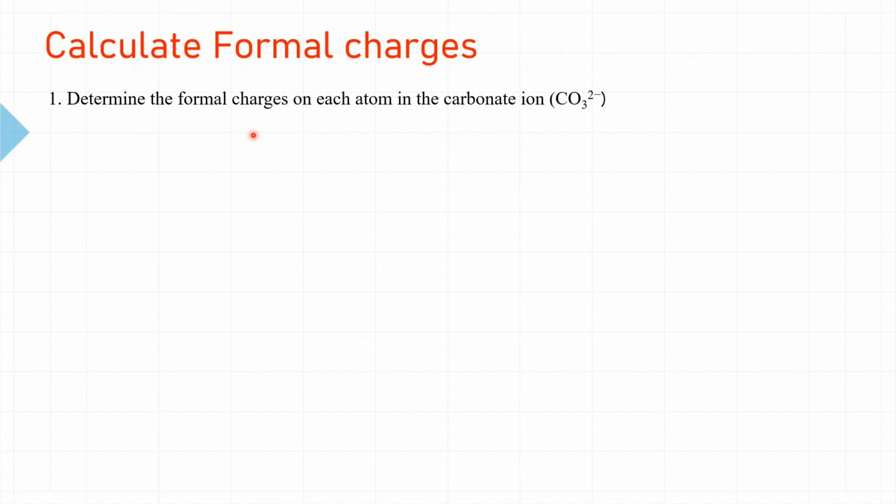Calculate the formal charge on each atom in the carbonate anion. In the carbonate anion Lewis structure, carbon is the central atom. There are three oxygens connected to the carbon. One is double bonded. The other two oxygens are single bonded. So I have given the names A oxygen, B oxygens and C oxygen. Let's calculate the formal charge on each oxygen atom and the carbon atom.